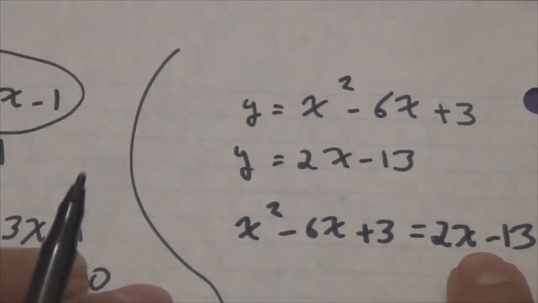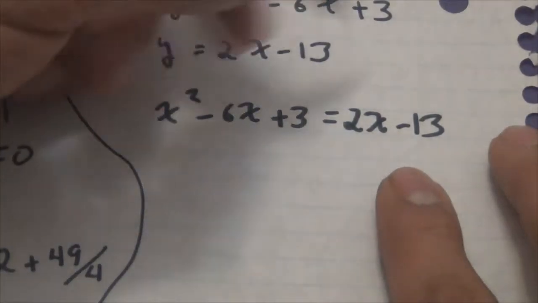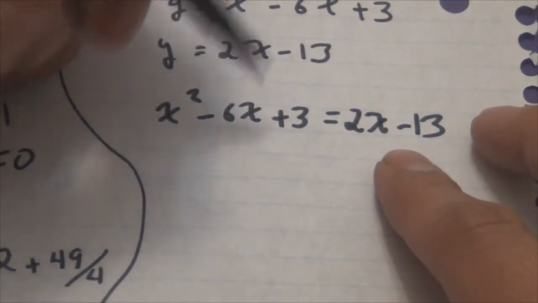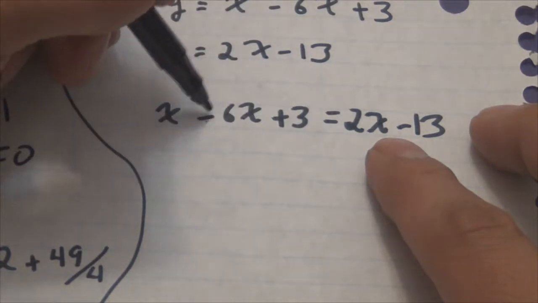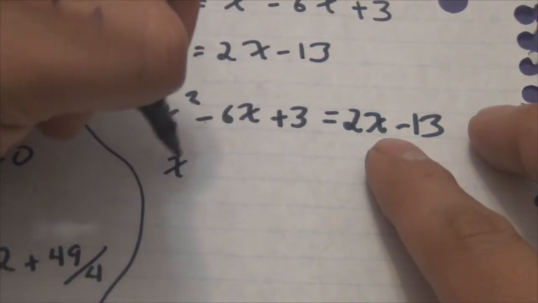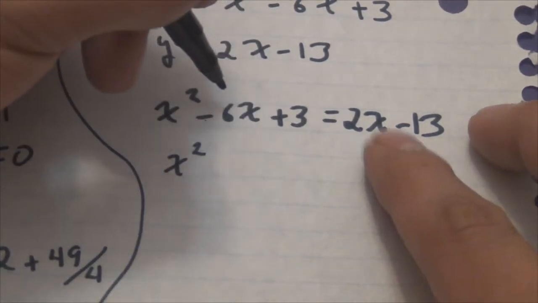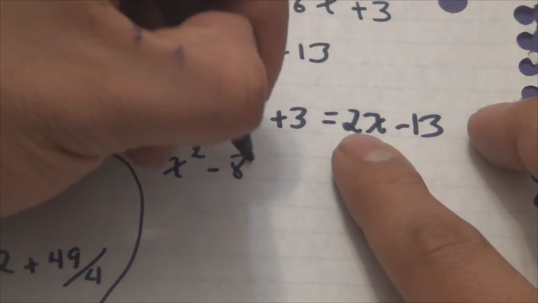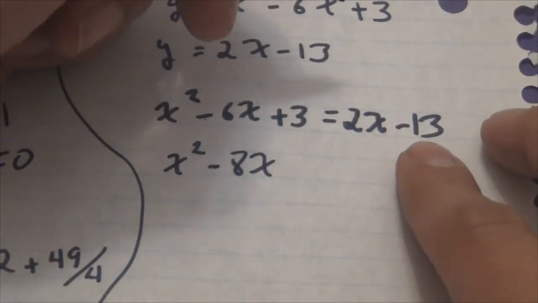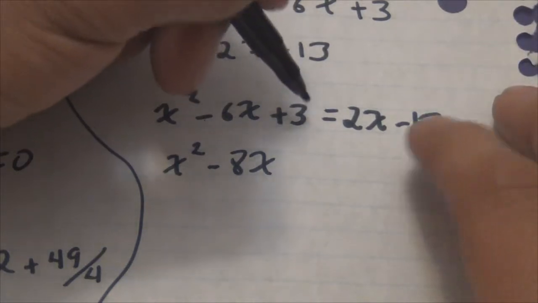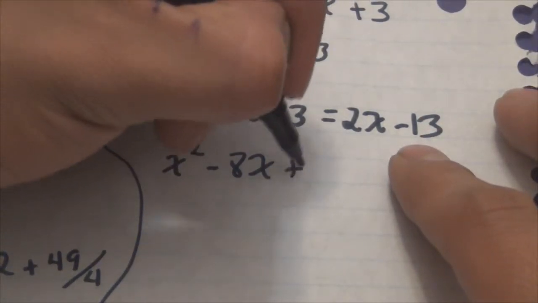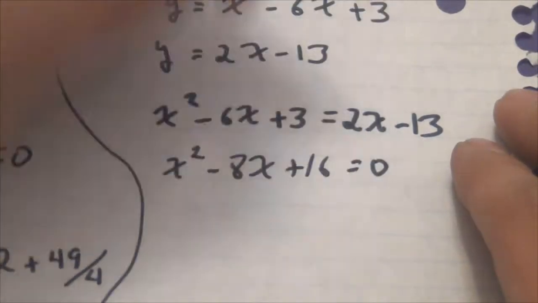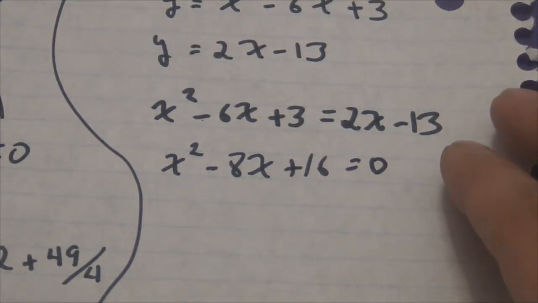All right, and now I set one side equal to 0. So this time let's do this mentally. I'm going to subtract 2x, so it goes over here. So negative 6x minus 2x is negative 8x. Then I'm going to add 13. So 3 plus 13 is 16. And I made this equal to 0.